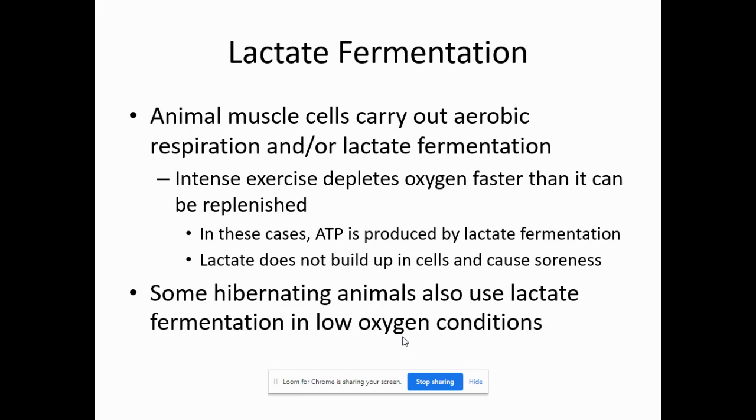So animal muscle cells carry out both aerobic respiration and or lactate fermentation. Intense exercise depletes oxygen faster than it can be replenished. And so in those cases, ATP is produced by lactate fermentation. And then the lactate can build up in the cells and cause soreness.